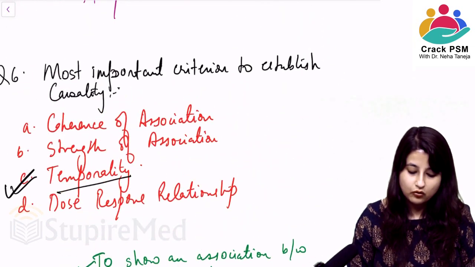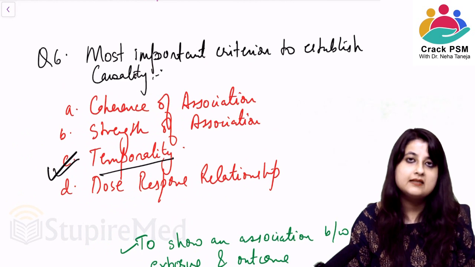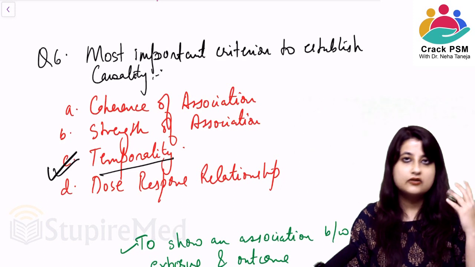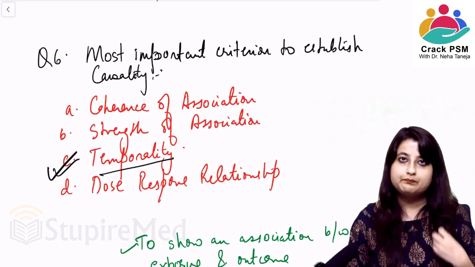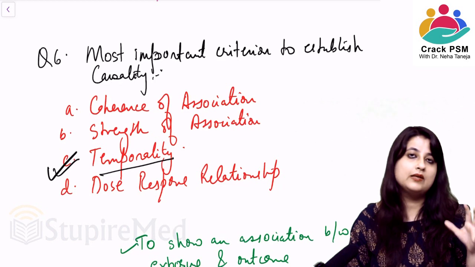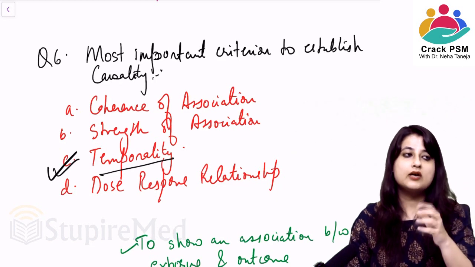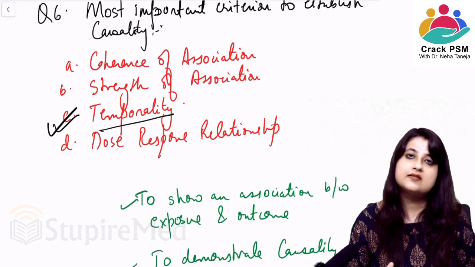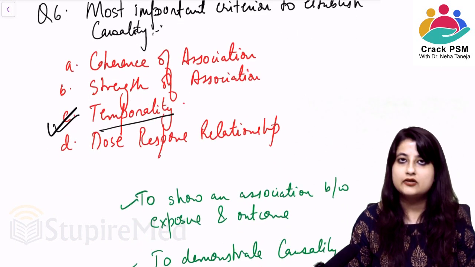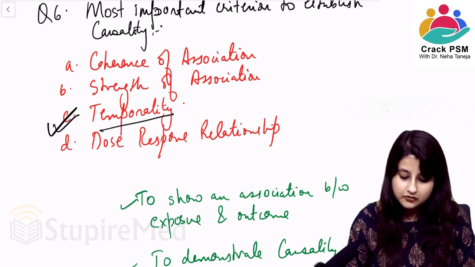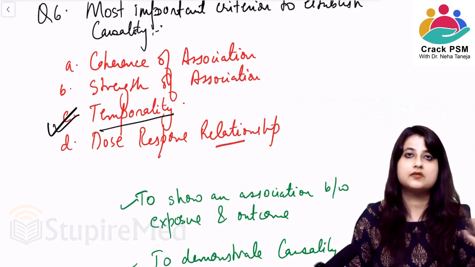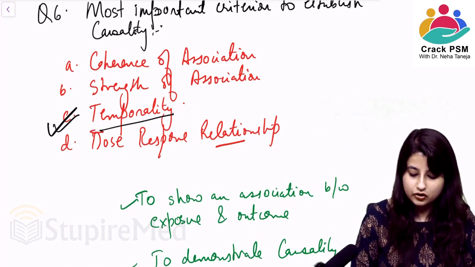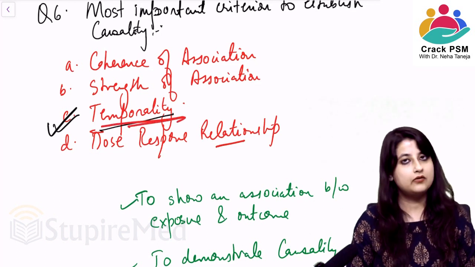Look at the other options. Coherence of association simply means that the results of different studies support each other. Like I just told you, smoking is always seen with lung cancer, whether it's among girls or boys, so all the results of the studies are supporting each other. Strength of association is established by relative risk and odds ratio in a cohort and a case control study. Dose response means that if you increase the dose, the response will increase and vice versa. So the most important criterion to establish causality is temporality.